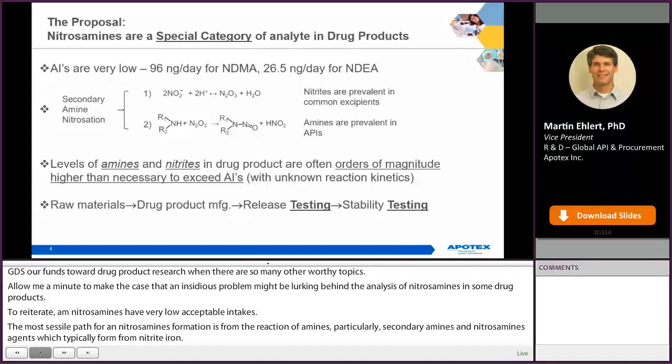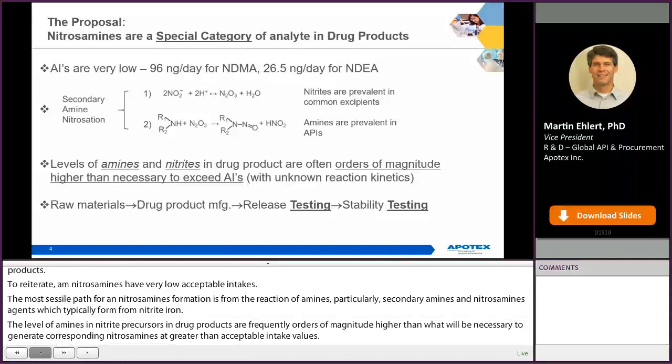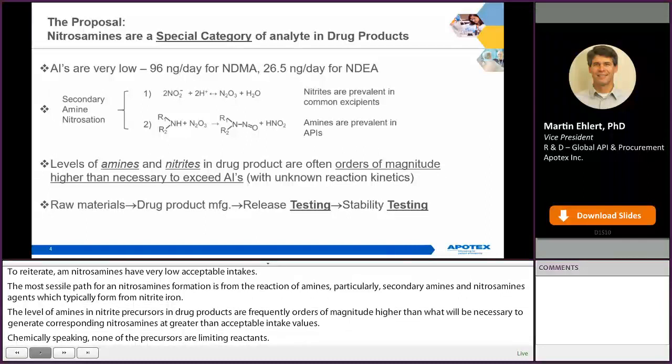Accepting this latter point, what regulators and industry currently have limited understanding about is when and how much of a given nitrosamine forms in the overall drug product manufacturing, release testing, and stability testing process.